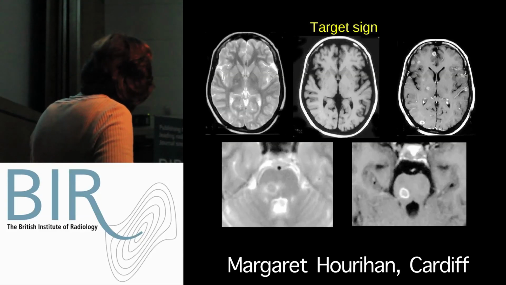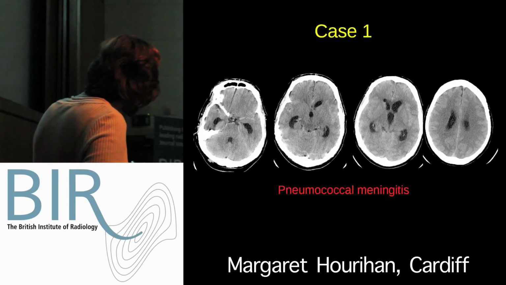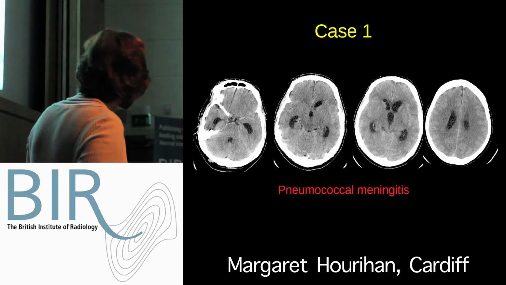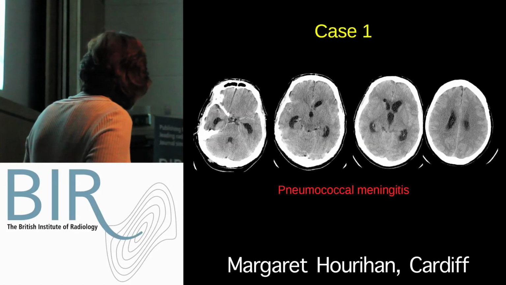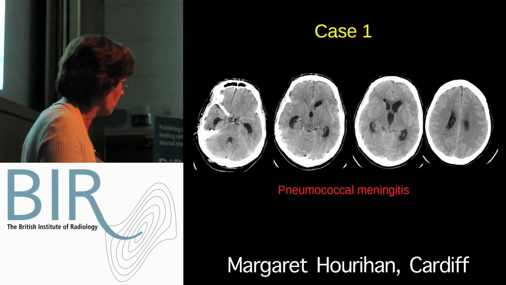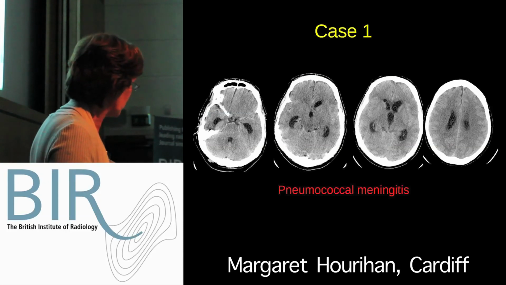Sometimes we scan patients with pulmonary TB and see multiple ring-enhancing lesions such as this, and these are multiple abscesses within the brain. This is called the target sign: the central hyperintensity and the rim of hyperintensity around it. So if you see that, think about TB, but it's not absolutely pathognomonic for TB as it was once thought.